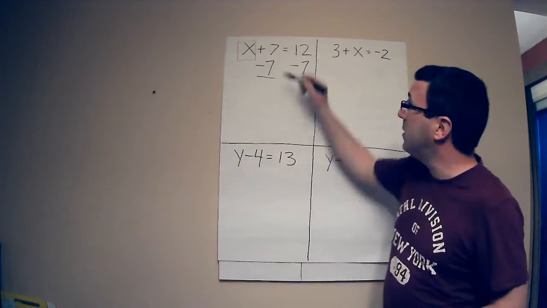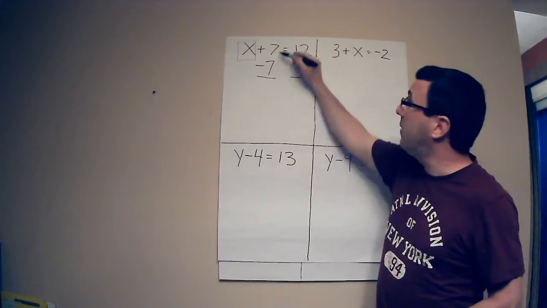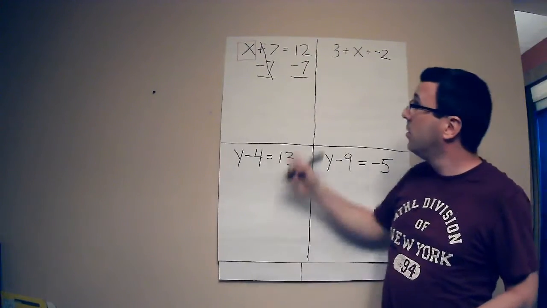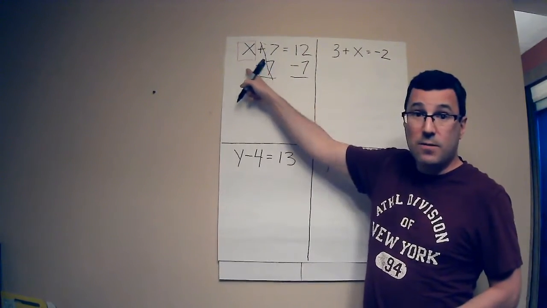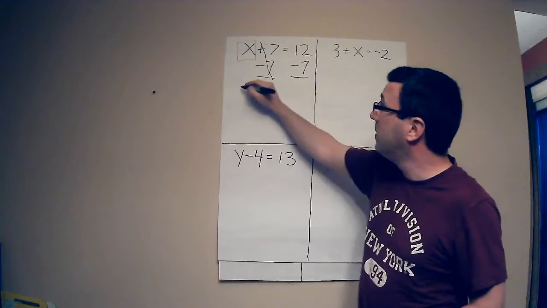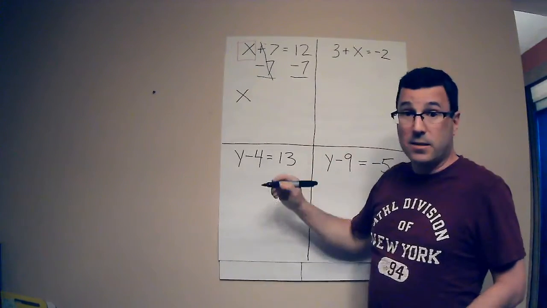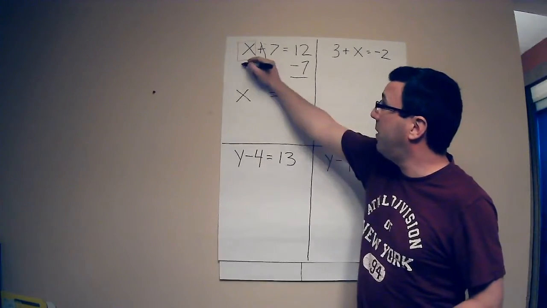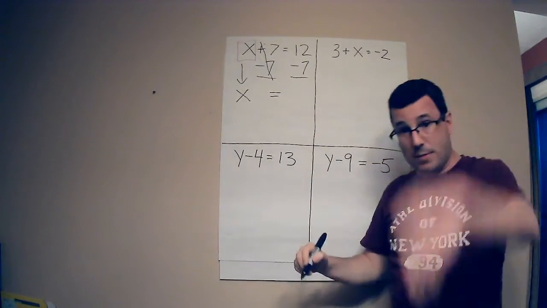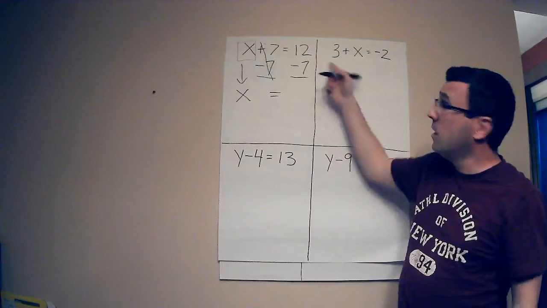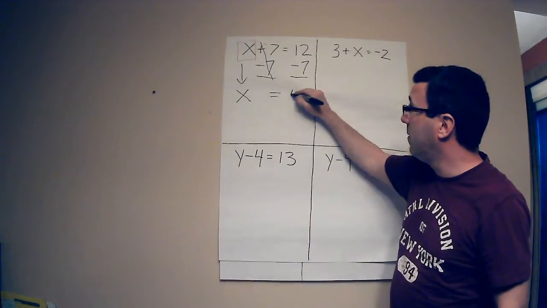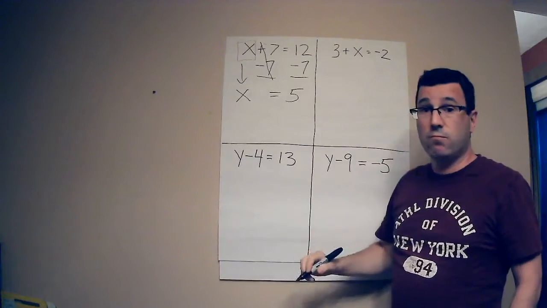So what happens is, this plus 7 minus 7, that cancels out. I cross it out. That's a 0. The only thing now that's left on the left-hand side is x. It's the only thing left there. Alright, and if it helps, you draw a little arrow showing I dropped that down. Then I'm just going to do 12 minus 7. 12 minus 7 is simply 5.